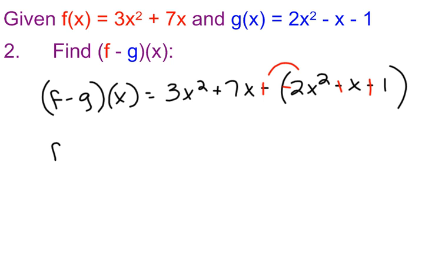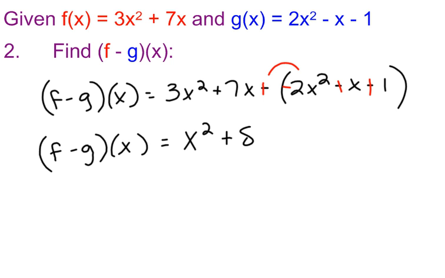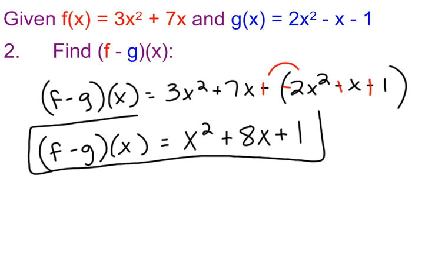Then, once I get it like that, it's just another addition problem. So I'm going to go ahead and add like terms together. 3x squared minus 2x squared would be 1x squared. 7x plus 1x is 8x. And then again, I still have that one constant, which is a plus 1. So there's my answer for subtraction. The next one then is to multiply.